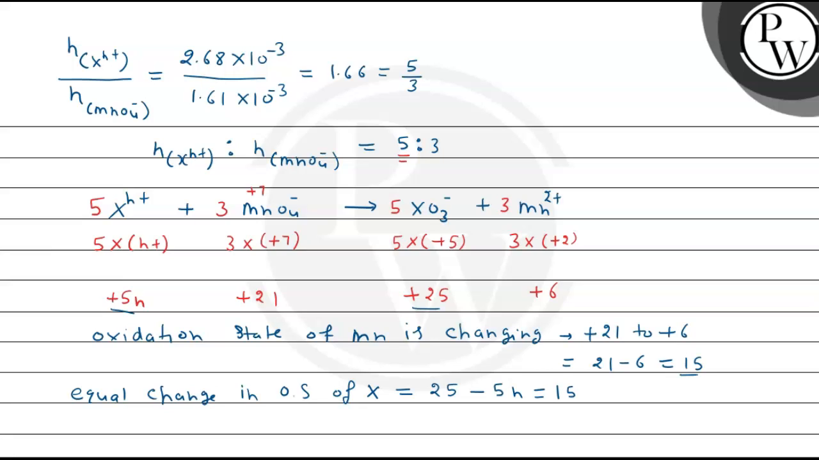So from here we can find out the value of n. We can say that 5n is equal to 25 minus 15, and here we will get 5n equal to 10, and from here we can find out the value of n, which will be 2. So this is the answer of the first part of this question. The value of n is equal to 2. Now we are moving to the second part of this question.